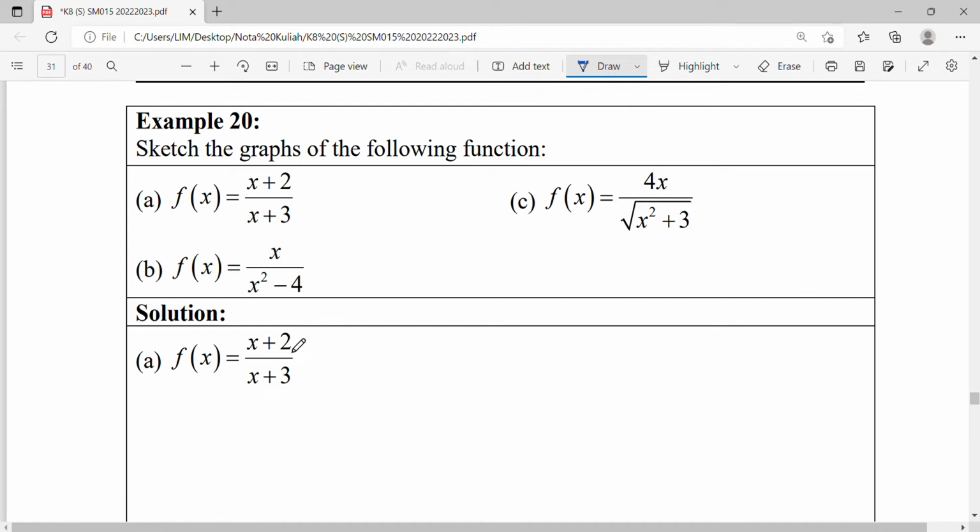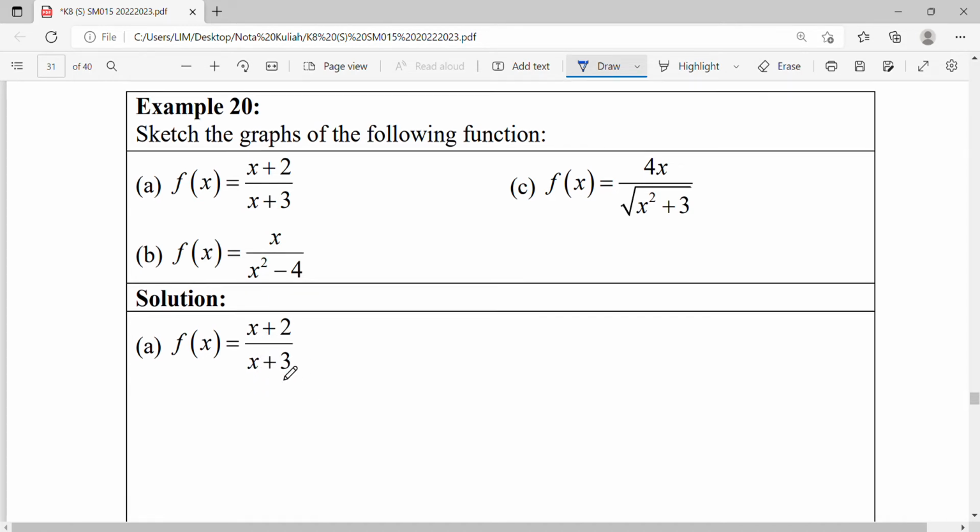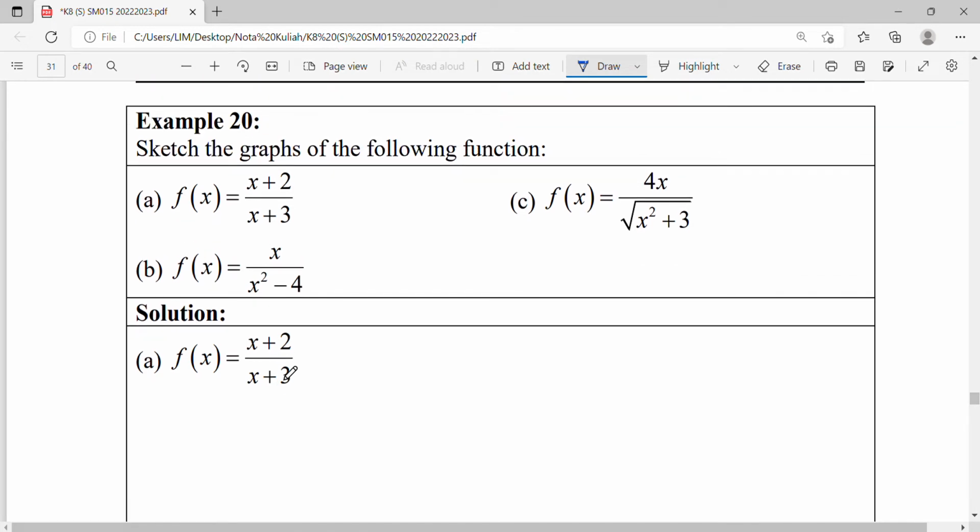So kita ada dua cara nak buat. Tapi kalau saya tengok soalan just sketch the graph without stating all asymptote, means I will apply the concept of chapter 5 because this is a simple fraction only. Alright, so I go for the concept from chapter 5 first.